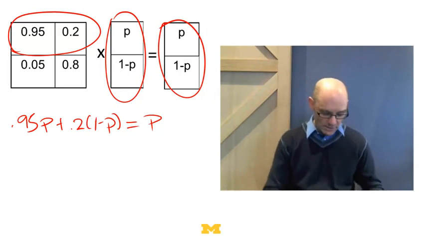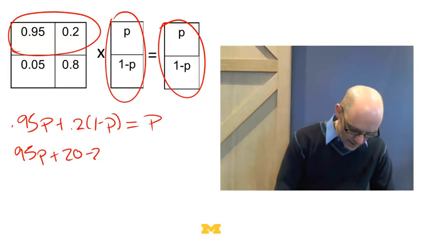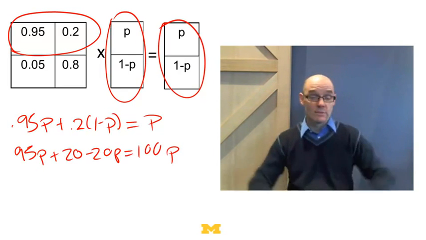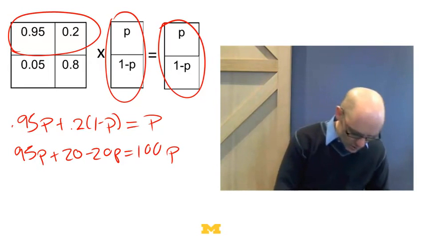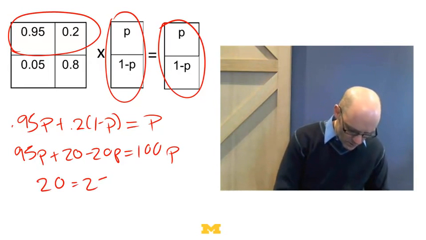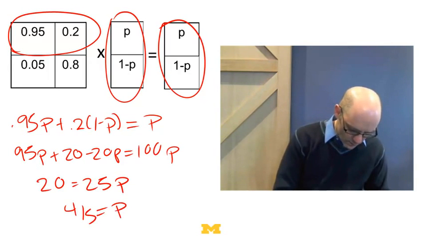All right, we got a bunch of stuff. Let's just multiply this by 100 to get rid of the decimals. So we get 95p plus 20 minus 20p equals 100p. I just multiplied both sides by 100. Now if I bring everything over, I'm going to get 20 equals 25p. So that means p equals 4/5.